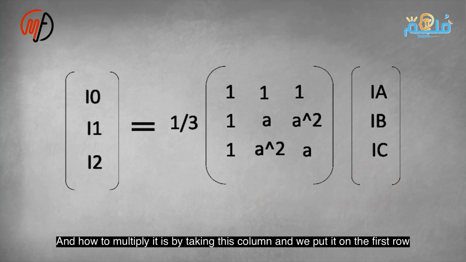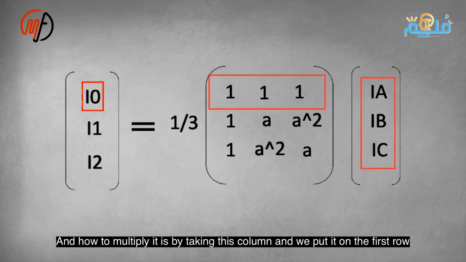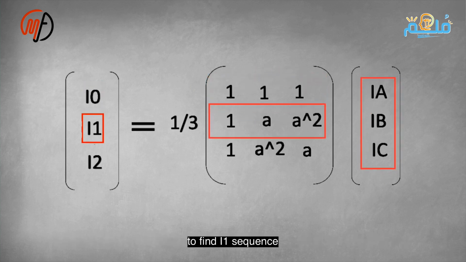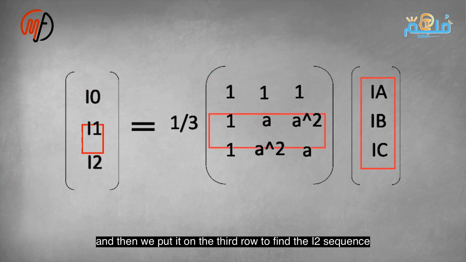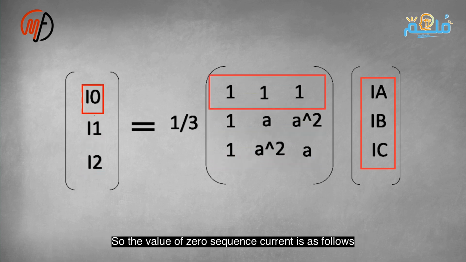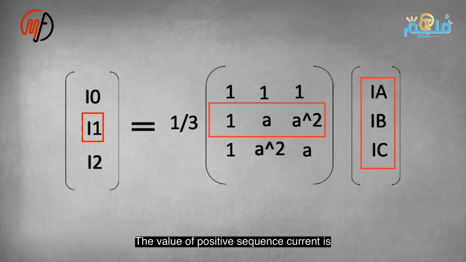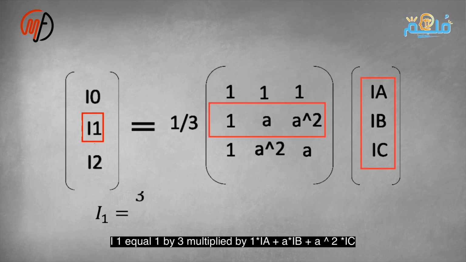The multiplication is done by taking this column and dropping it onto the first row to find I0 sequence, then dropping it onto the second row to find I positive sequence, and then dropping it onto the third row to find I negative sequence. Thus, the value of zero sequence current is as follows. I0 sequence equals 1/3 multiplied by 1 times IA plus 1 times IB plus 1 times IC. As for I1, it equals 1/3 multiplied by 1 times IA plus A times IB plus A squared times IC.